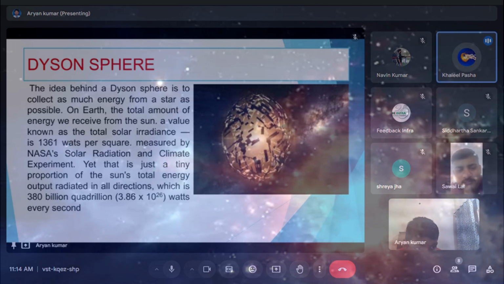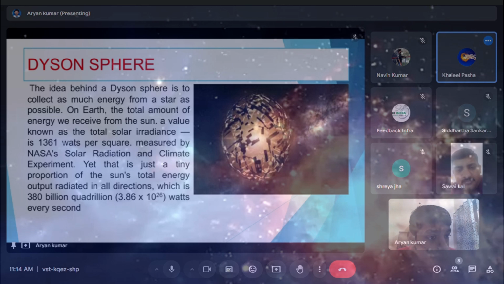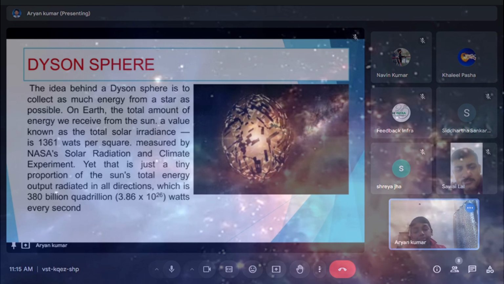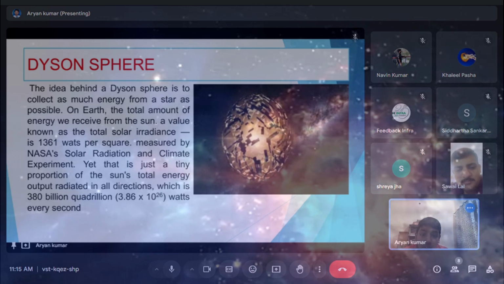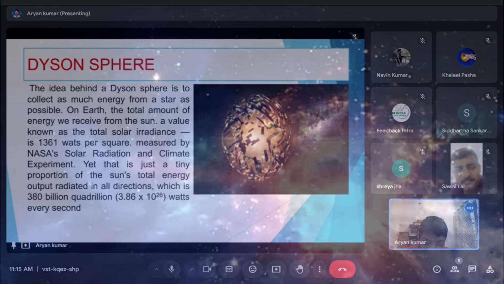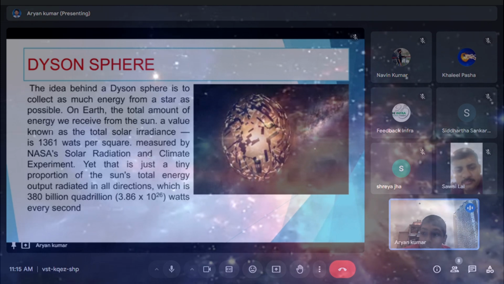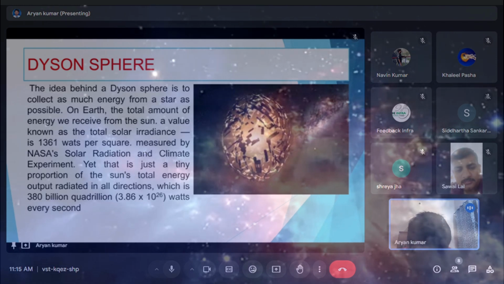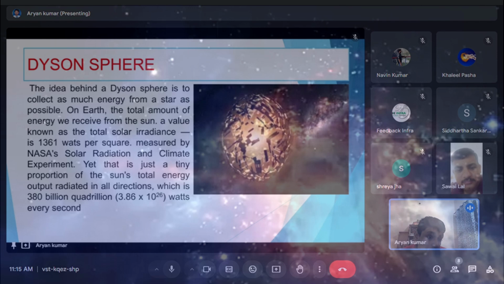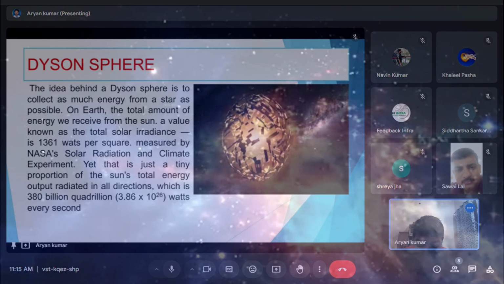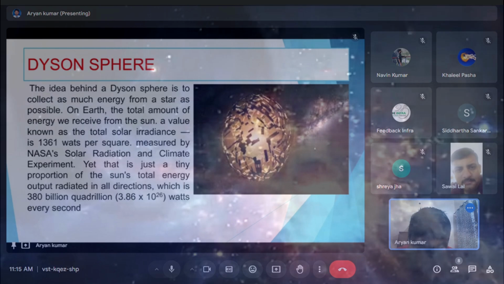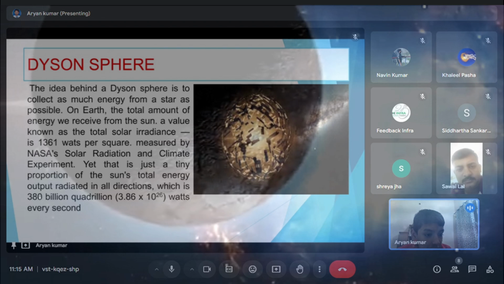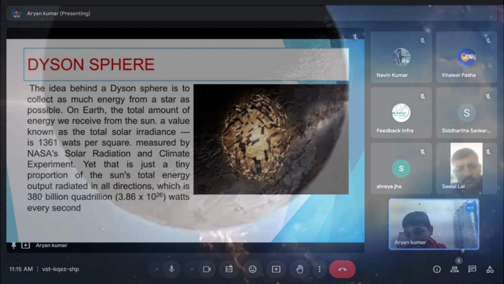Why can't we build a Dyson sphere? To build a Dyson sphere, we need too much material, and that material would be around 37 times all of the planets' mass combined, 37 times. So we would have to destroy the solar system 37 times to get the material to build one. So it is a very heavy task.